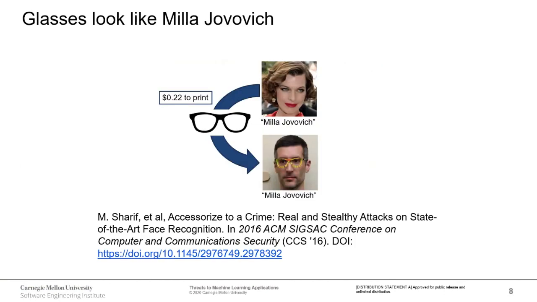Another example, based on exfiltration, that is looking at the model and understanding how it works, is that you can make the system think that anybody is Milla Jovovich by just wearing those magic glasses. And in fact, by developing different pairs of glasses, you can look like anyone that the system can recognize.